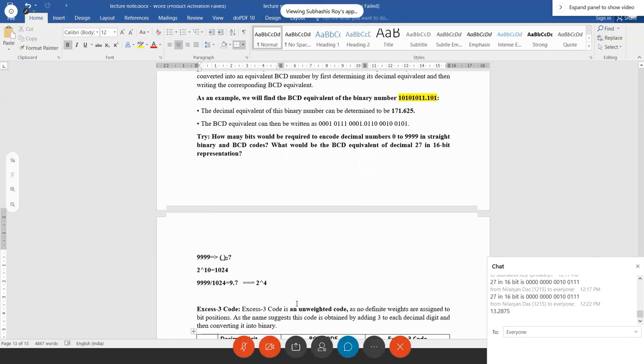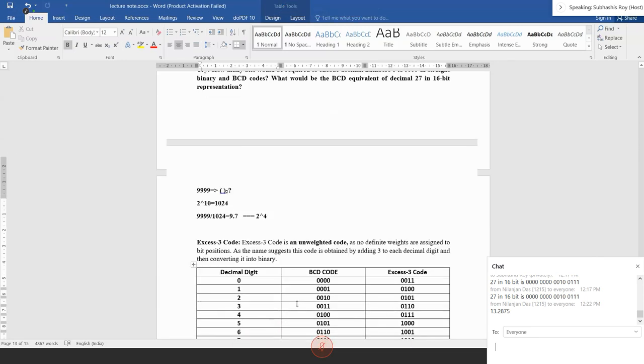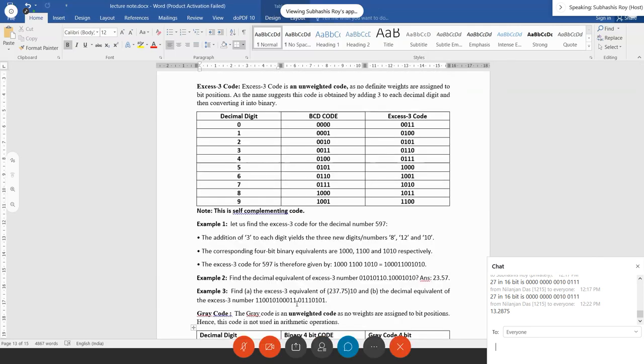Okay, so going to the next part, which is XS3 code. In XS3 code, just one second.